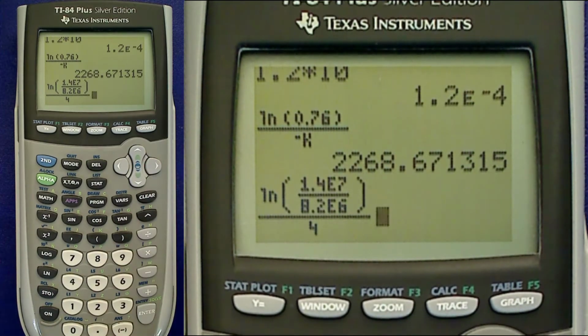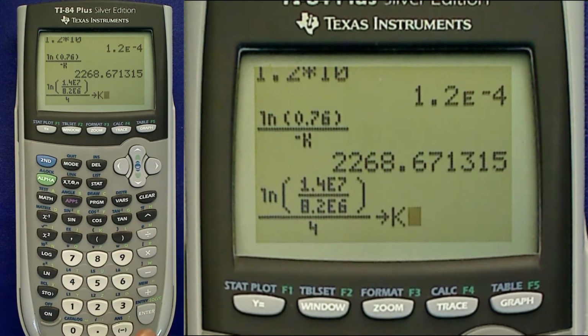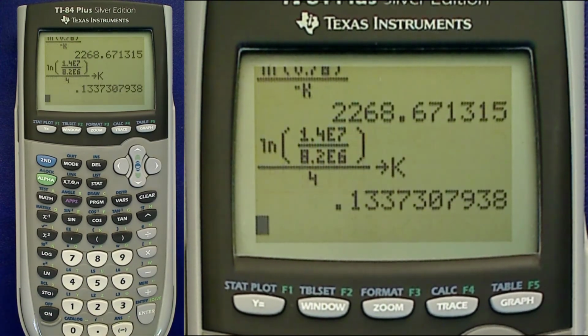Now since I'm going to be using this for something else, I'm going to hit the store button and hit the alphabet button and hit the parenthesis button to get K. So there we go. K is about 0.1337, which is a very leet number.